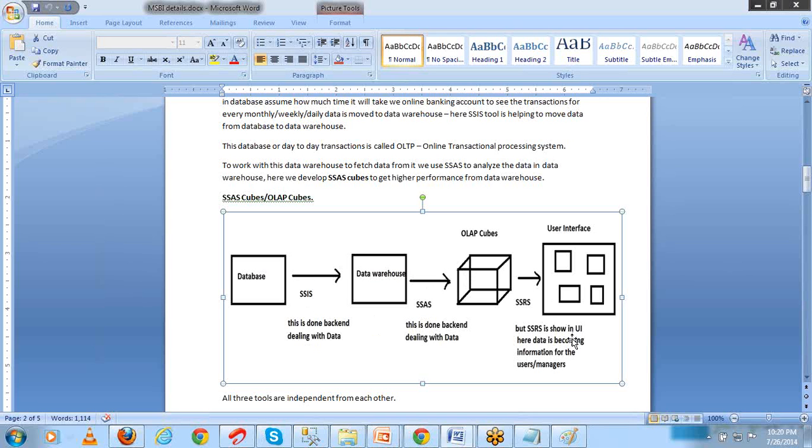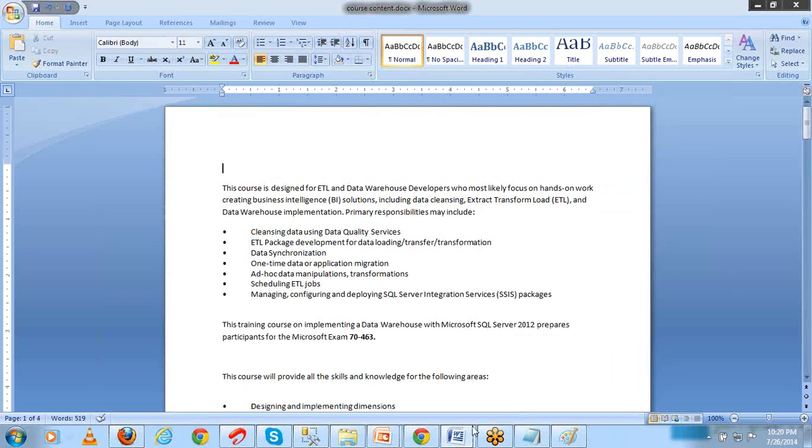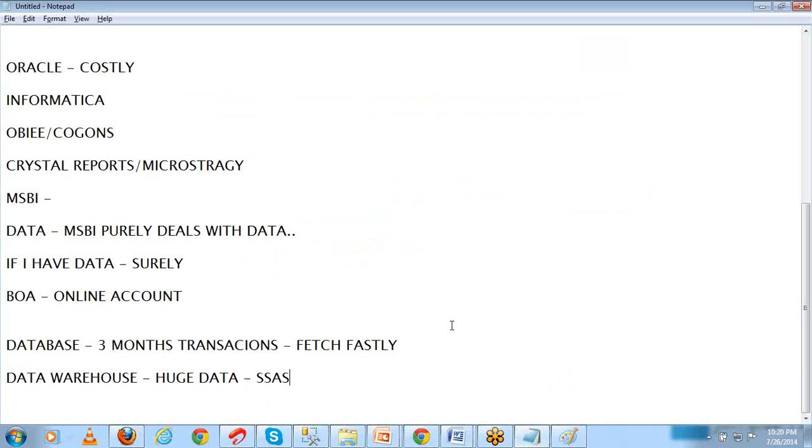So by seeing it I can identify, okay, on that day I did this transaction, enough. This data is enough for me. This is the purpose of the 3 tools. What I told you, this is the purpose of the 3 tools.